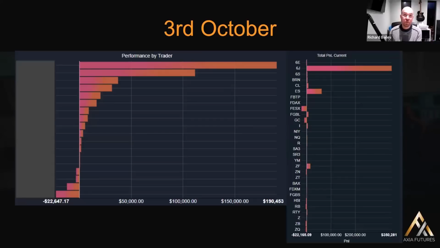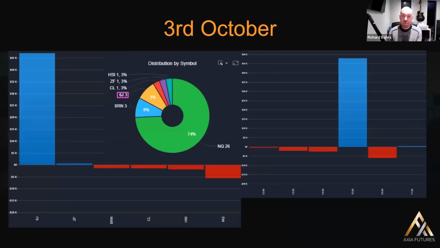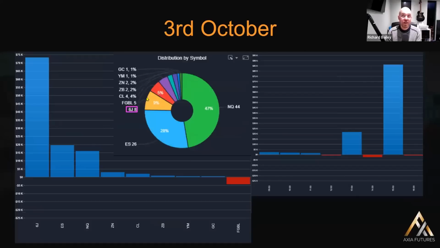Now, if we go and look at a few traders of that group, some trade lots of markets, some trade very few. But what you can see here is a very distinct performance by hour, a very distinct performance by market, being the yen. And look at the amount of trade. Yeah, it's 9% of this trader's performance on the day. Pretty minimal. It is, again, another 9% of this trader's performance.